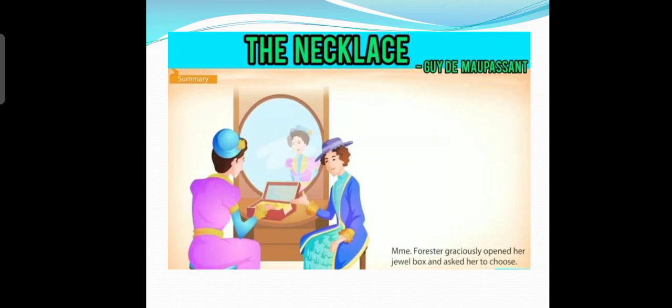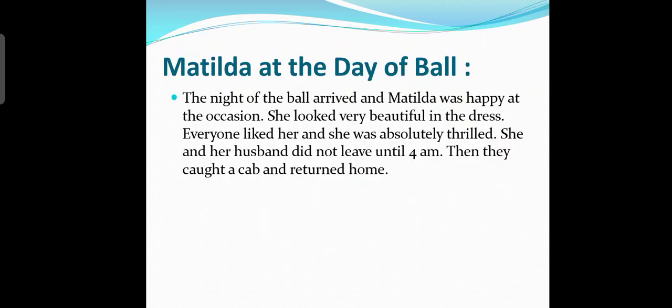See, she is with Ma'am Forestier, and Ma'am Forestier is graciously opening her jewelry box and asking her to choose. Matilda at the day of the ball. The night of the ball arrived, and Matilda was happy at the occasion. She looked very beautiful in the dress. Everyone liked her, and she was absolutely thrilled. She and her husband did not leave until 4 a.m. Then they caught a cab and returned home.